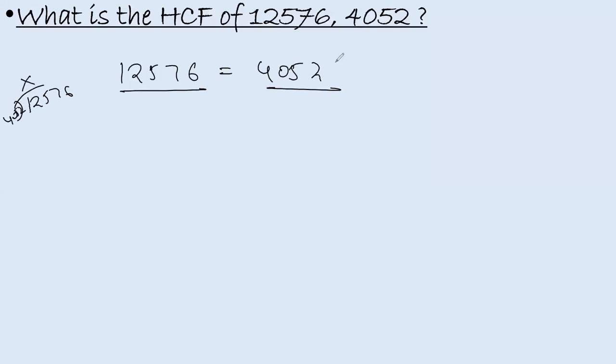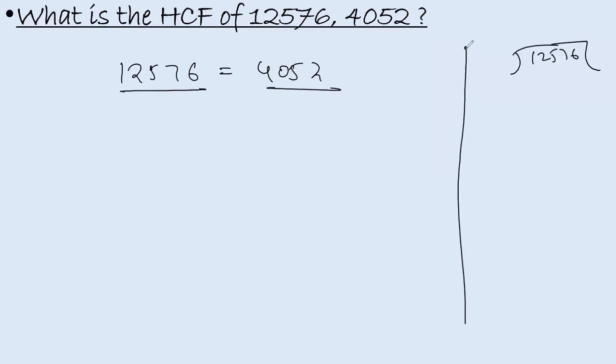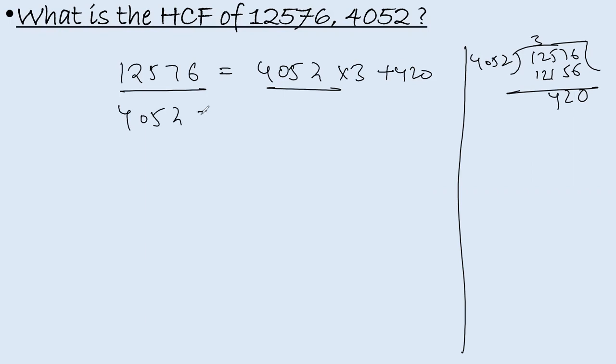I will write it nicely so that you can see, so I'm dividing it in the corner part. Okay, and by 5042, 3 times 2 is 6, 15 and 12, and the remainder is 420. By 3 and the remainder is 420. So the remainder is not 0, so I will repeat the process. The remainder will become the divisor and the divisor will become the dividend.